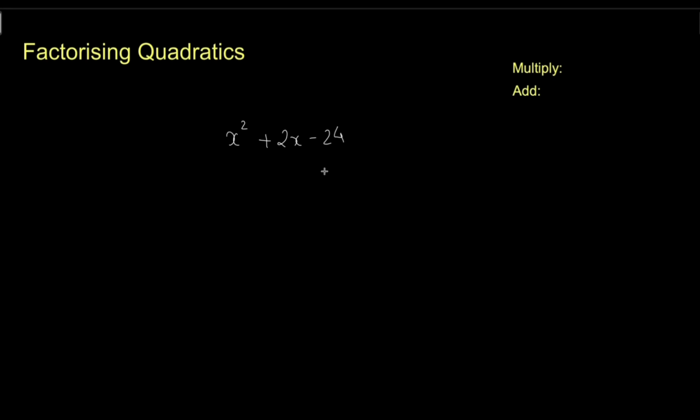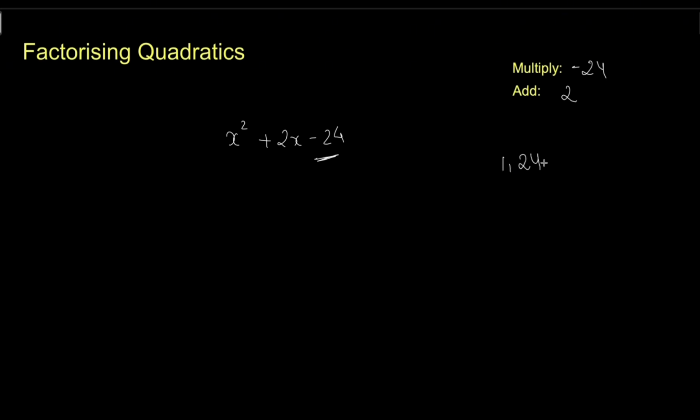Let's look at another example, x squared plus 2x minus 24. Now, we must multiply two numbers to get minus 24 and add to get 2. Since the last number is negative here, this means one number has to be positive and another has to be negative. Let's look at some pairs.